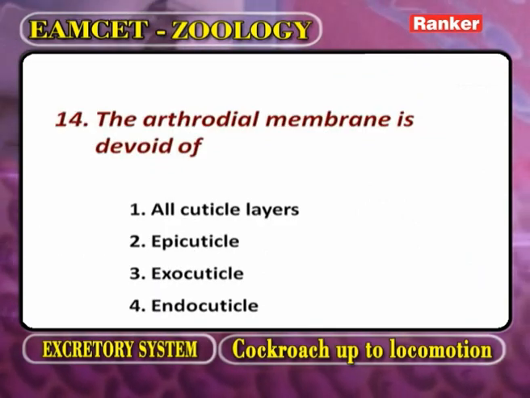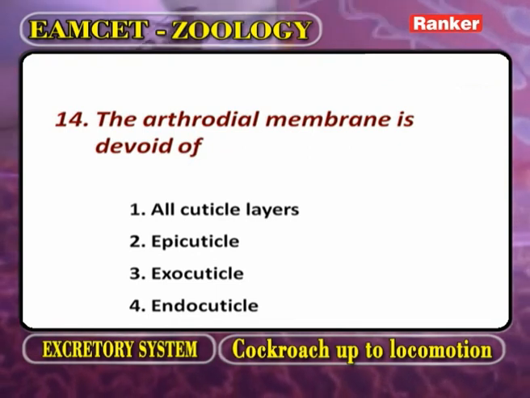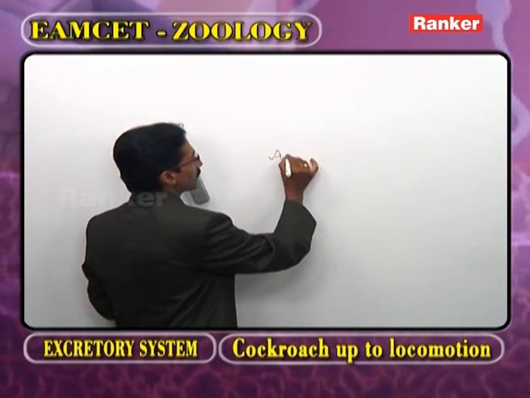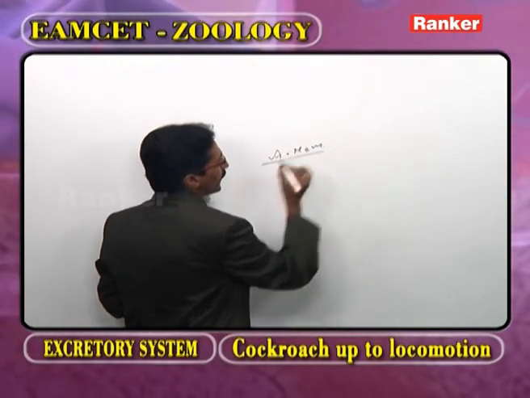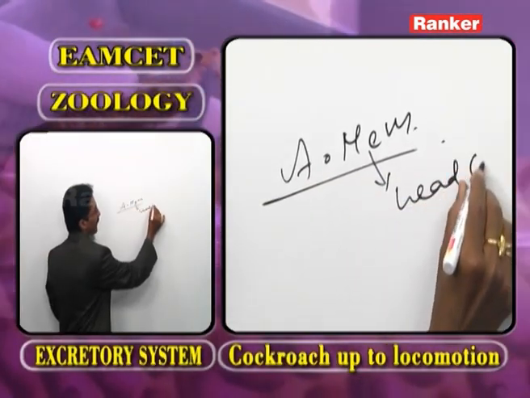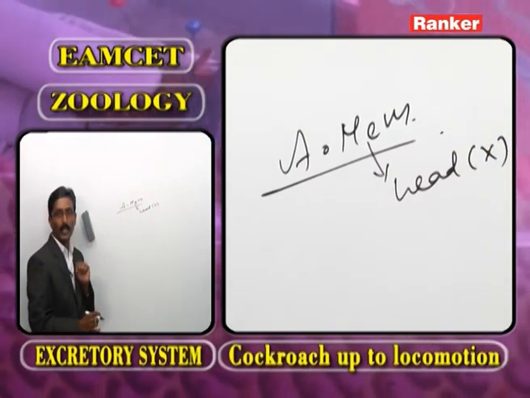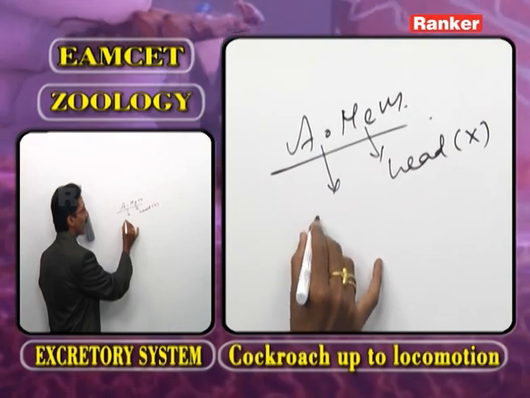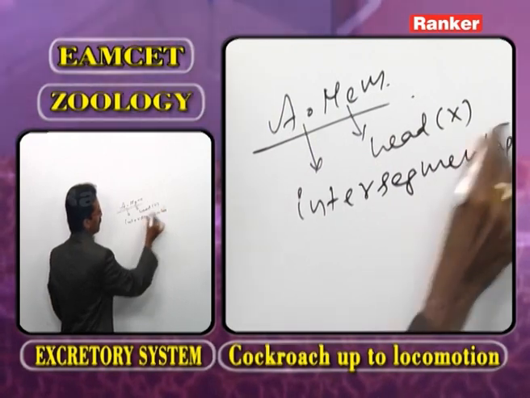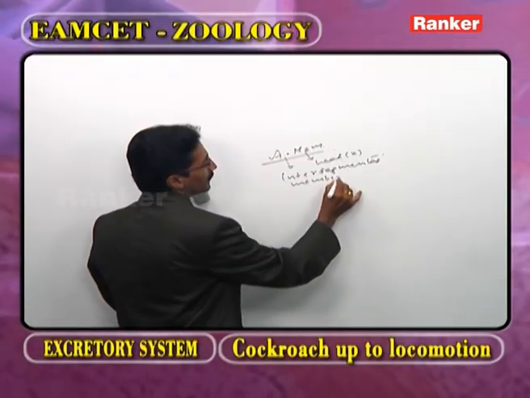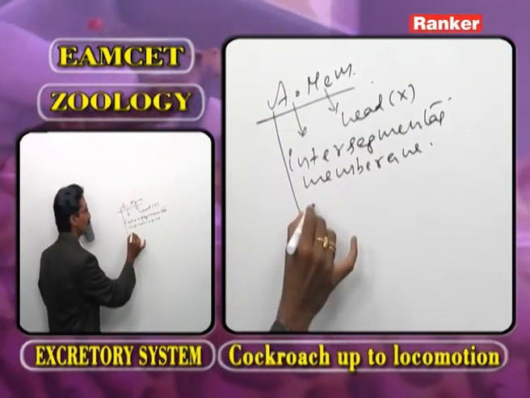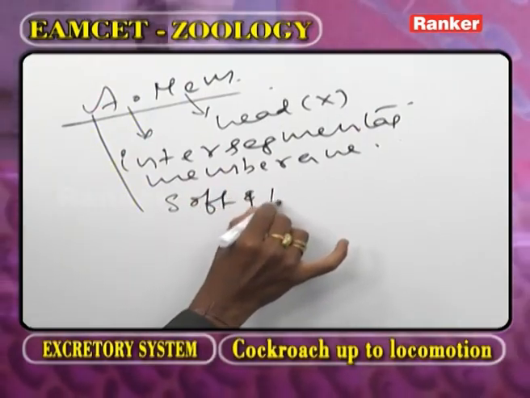The arthroidal membrane is devoid of which of the following? Now this is the arthroidal membrane. Where is the arthroidal membrane absent? In the head region, the arthroidal membrane is absent. The arthroidal membrane is also called the intersegmental membrane. What is the other name of the arthroidal membrane? Intersegmental membrane. The arthroidal membrane is soft and flexible.